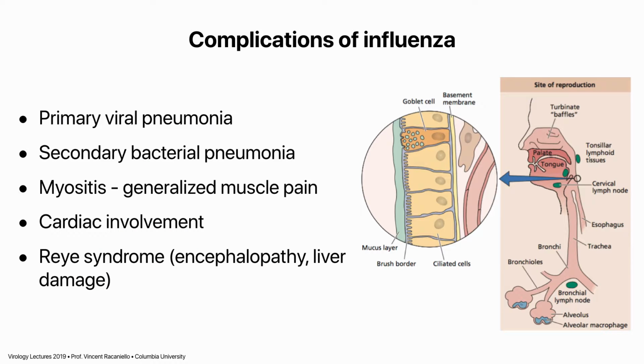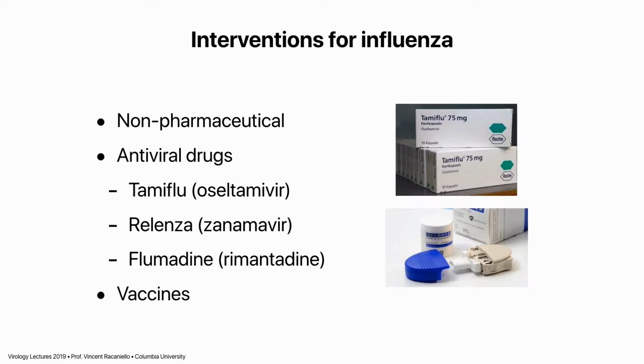You can get complications of flu. You can get viral pneumonia where the virus goes down into your lower tract and causes serious infection. You can get secondary bacterial pneumonia afterwards, muscle pain. You can get your heart involved. Some people's breathing is so impaired that it puts a stress on their heart and they can have heart trouble. And it can also cause what's known as Reye syndrome, which is encephalopathy and liver damage.